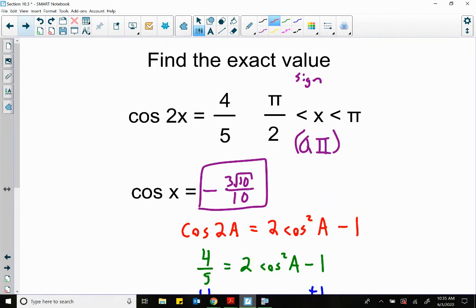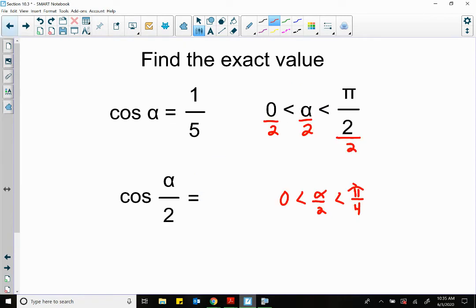Okay? We didn't worry about that here because these two intervals already matched each other. This was about x and this was about x. But when you look at this, this is about the half angle of alpha, and the original guy up here was just about alpha. So again, that's why I said you got to be careful, because this is the interval that's going to tell us the quadrant for our sign. And 0 to pi over 4 is in quadrant 1. So now you know that this answer has to be positive because cosine in quadrant 1 is positive.